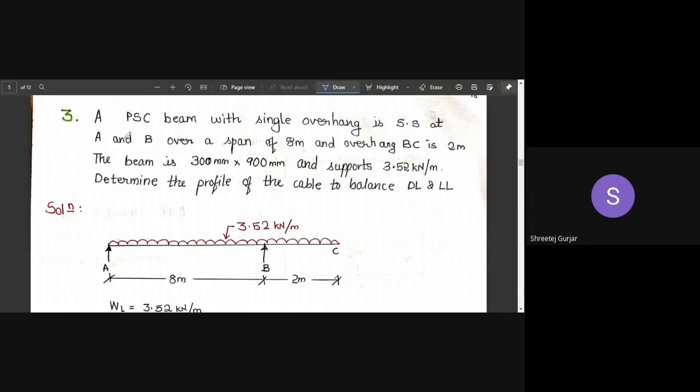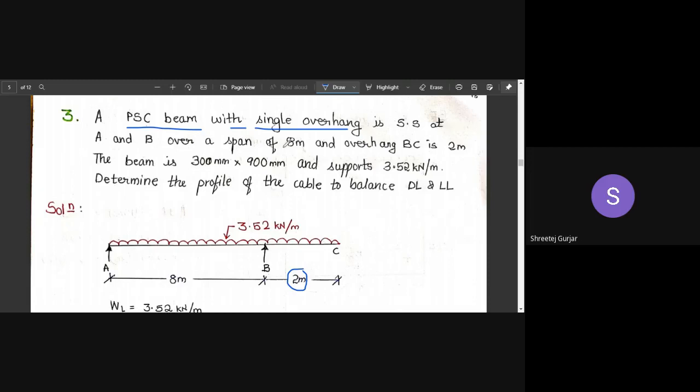Okay. So you can observe here we have an overhang beam. We have a beam which is overhang on one side. And observe, let me just read the problem statement. So we have a PSC beam with single overhang. As I've shown you, we have a single overhang which is starting from B going up to C. And the overhang distance is how much? It is 2 meters.